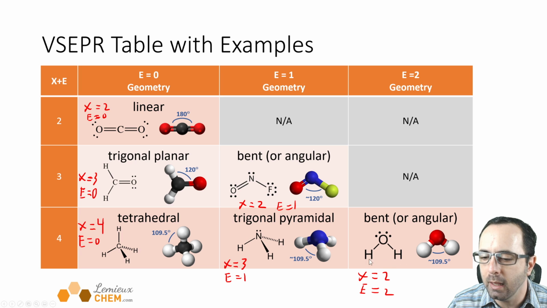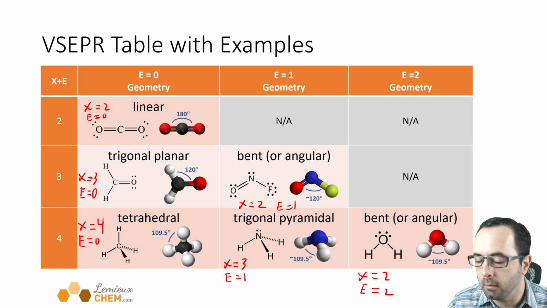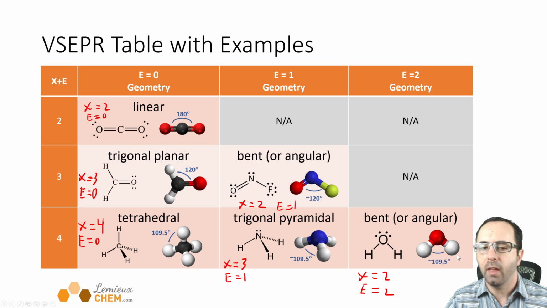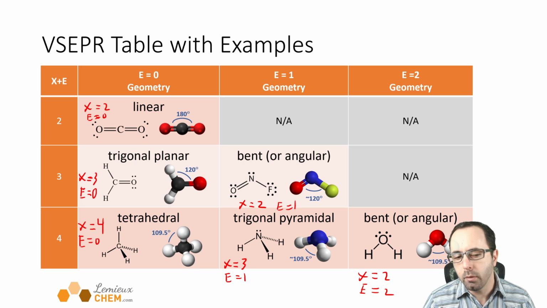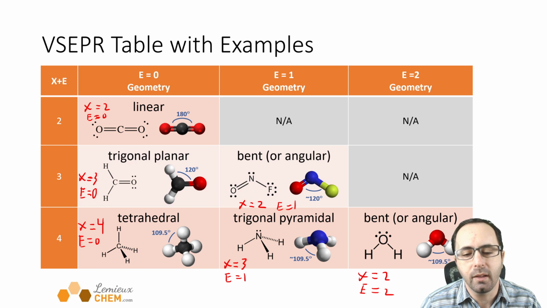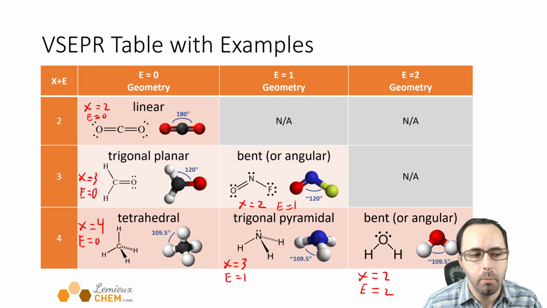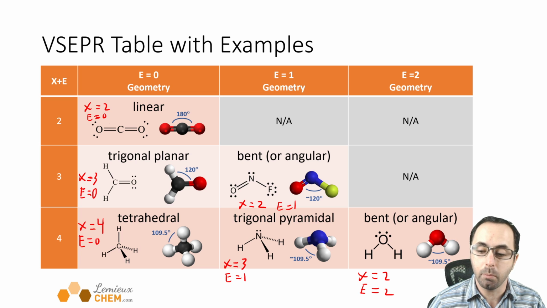And this gives us a bent geometry like this. So again, the angle is still about 109.5, but now these two spots up here are taken up by lone pairs, and that causes the molecule to be in this bent shape here. And so that is an explanation for VSEPR. Now, it is possible for some atoms to exceed the octet rule and make 5 bonds or 6 bonds.